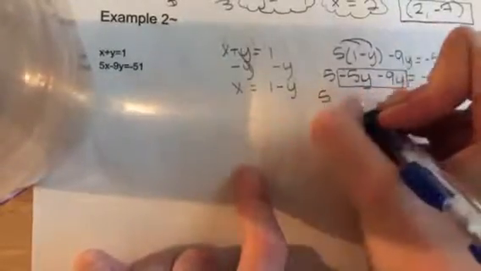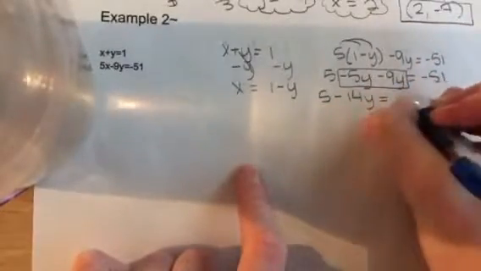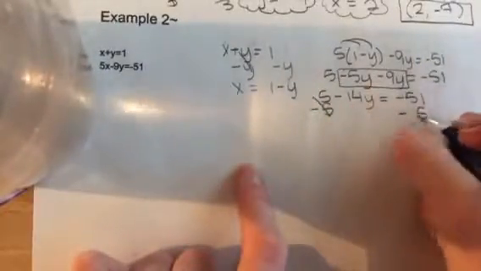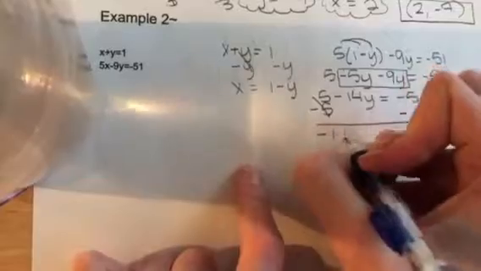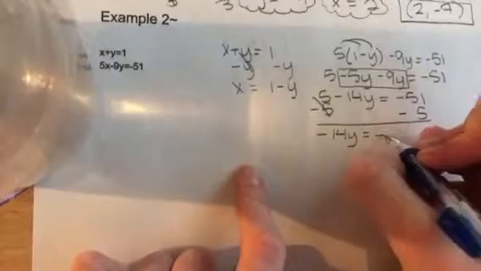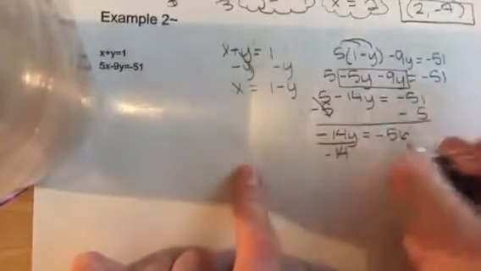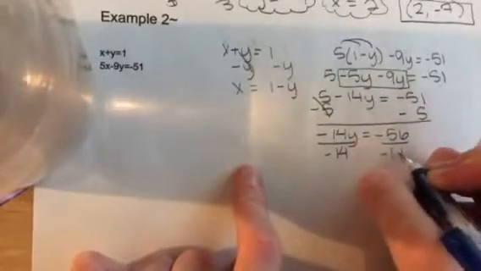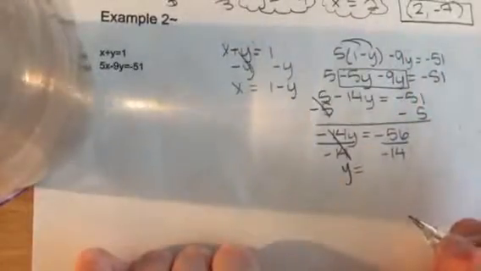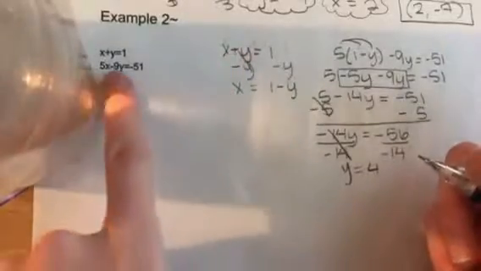So now we have 5 minus 14y equals negative 51, minus 5, minus 5. Negative 14y equals negative 56. Divide that by negative 14. Divide by negative 14. And then we have y equals 4. So now we're going to take this and plug it into the other equation.